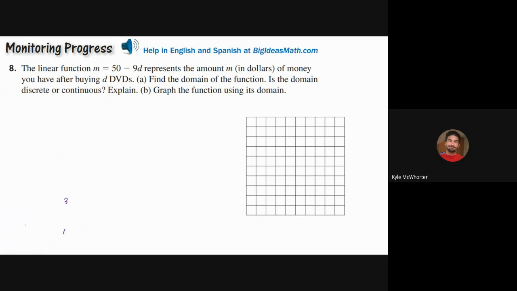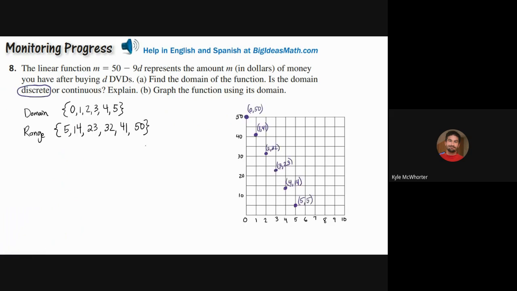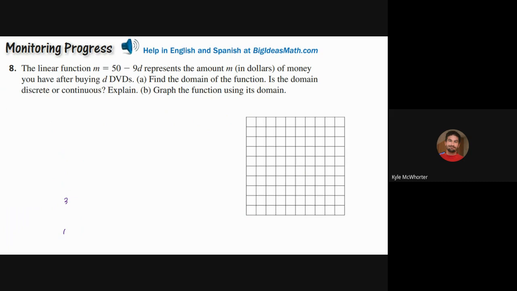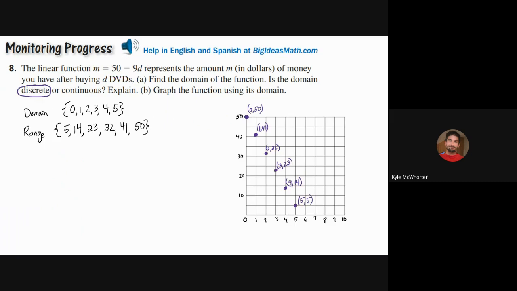All right, then we've got this linear function, M equals 50 minus 9D. And M represents the amount of money you have left after buying D DVDs. So the domain of the function is going to be the possible input values. And it looks like you can buy 0 DVDs. You can buy 1 or 2 or 3 or 4 or 5 DVDs. But if you tried to buy 6 DVDs, that would cost too much money. 6 DVDs would cost $54, and you only have $50 to start off with.